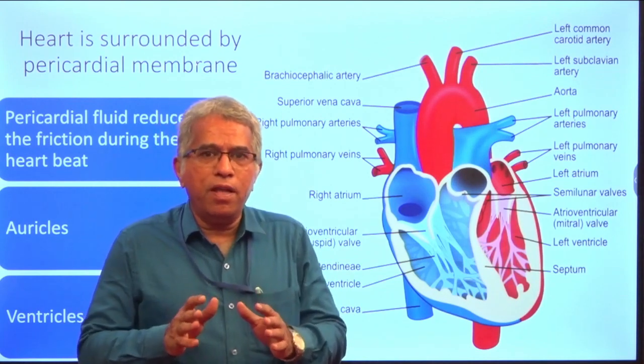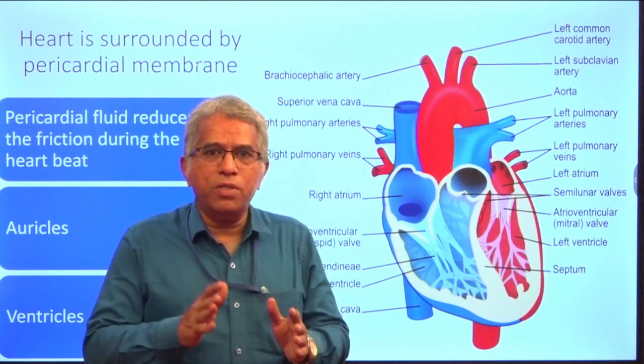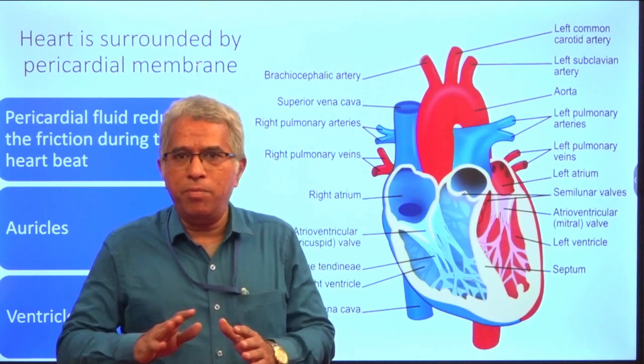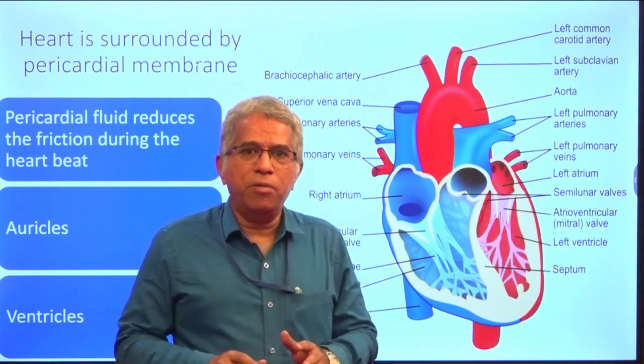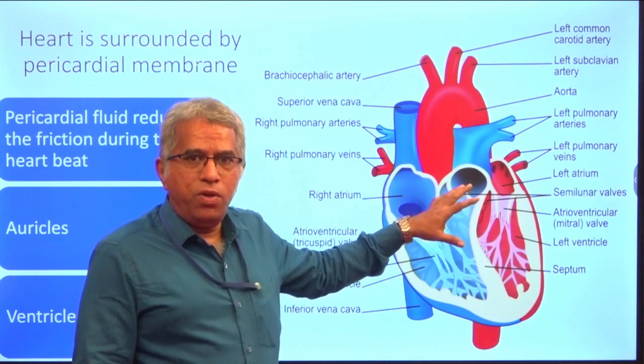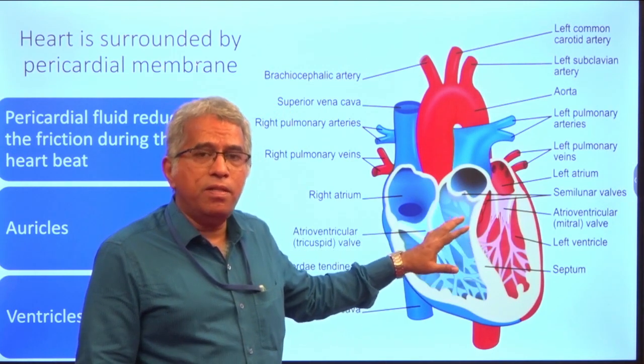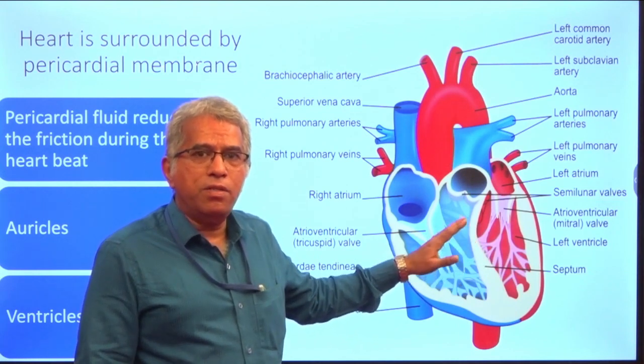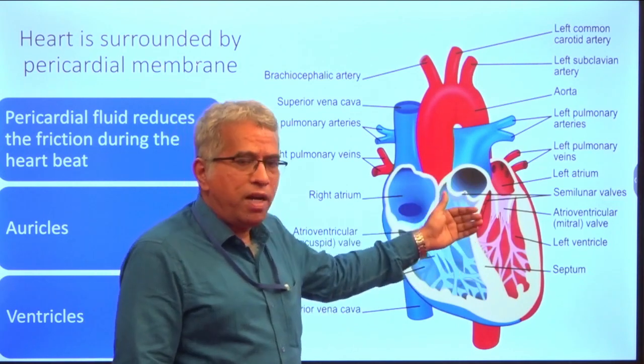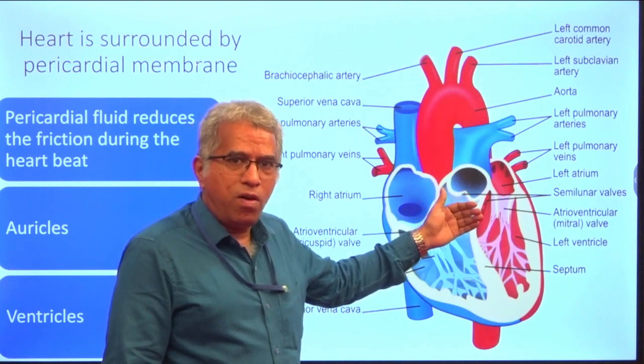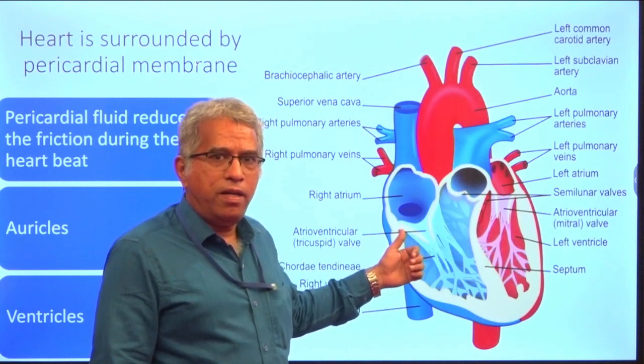At no point in the heart will both the systemic and pulmonary circulations meet. At no point do they meet. That means they never meet during this process of circulation. Hence, this is called complete double circulation. That means on the left side, there will always be oxygenated blood, and on the right side, there will always be deoxygenated blood.